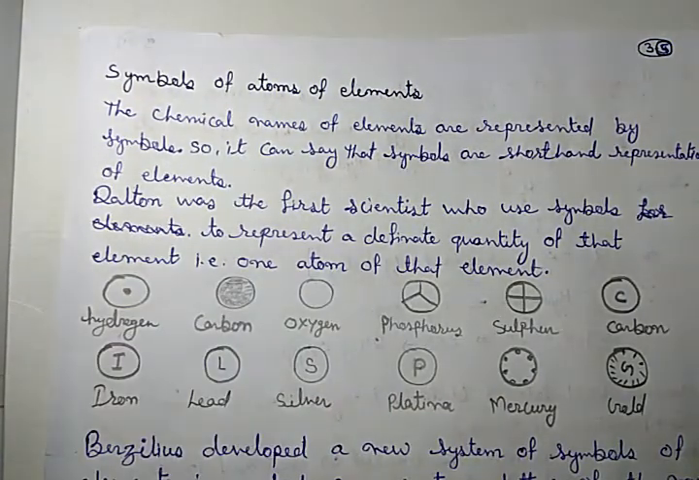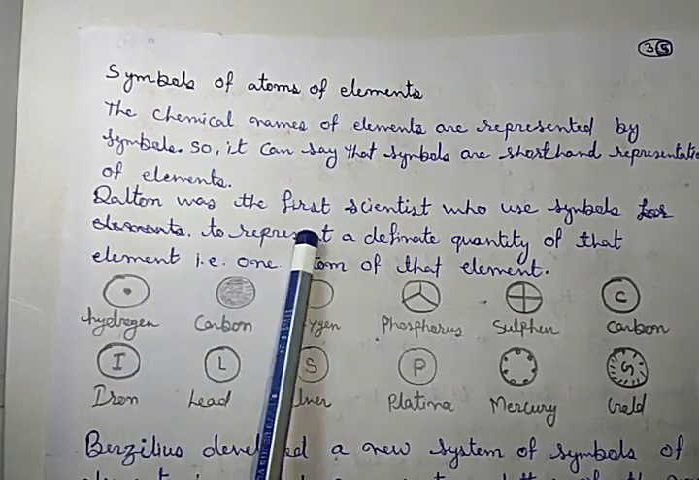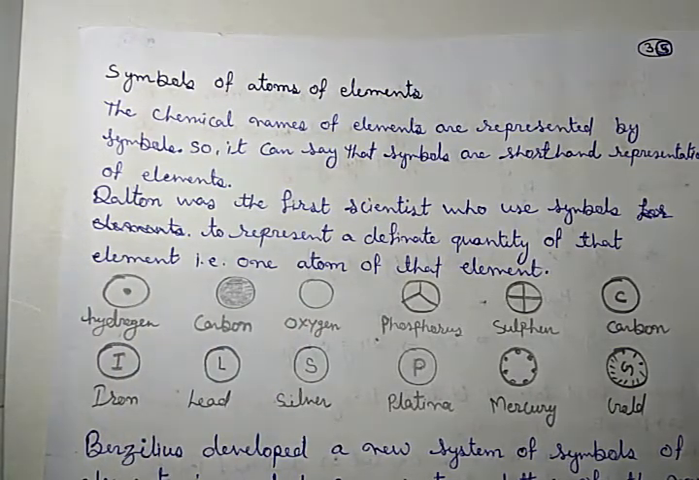The first concept of symbols was given by Dalton. So we can say that Dalton was the first scientist who used symbols to represent a definite quantity of an element, that is, one atom of that element. Here, a definite quantity means one atom. He used some pictures, which was the initial attempt at symbolizing the elements.